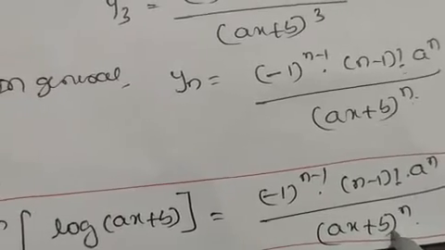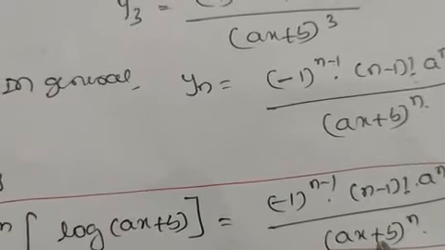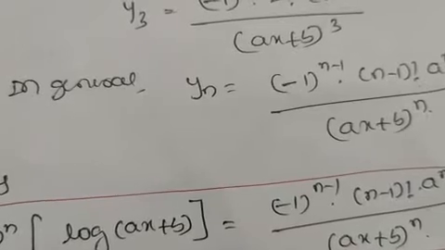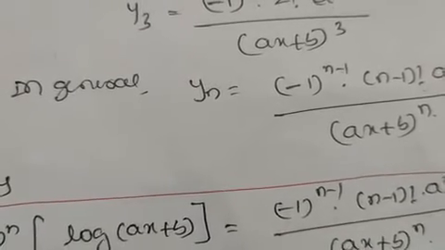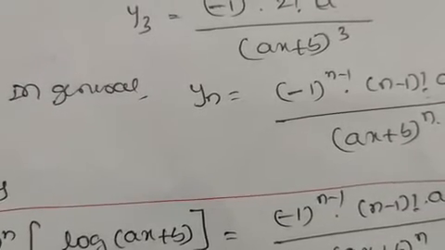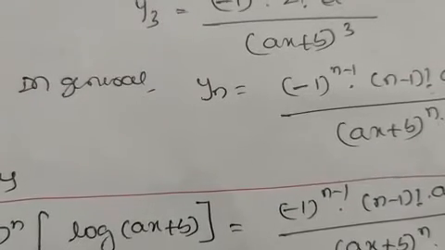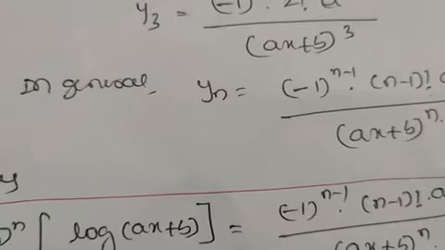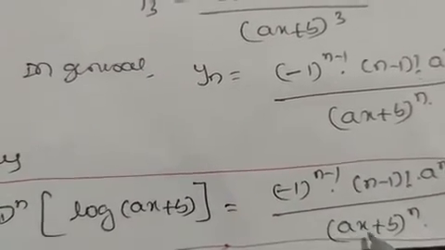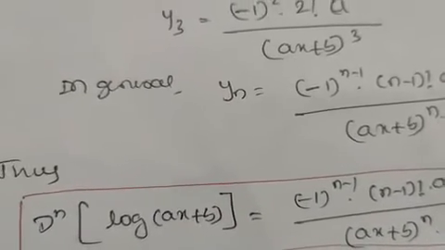While solving the examples, we use these results directly. So in today's session, we studied 5 formulas of nth derivative. The first is e raised to mx, the second is a raised to mx, the third is (ax plus b) raised to m, the fourth is 1 divided by ax plus b, and the fifth is log of ax plus b. These are all the formulas you have to remember. While solving the examples, we use these results directly. This is all about today's session.